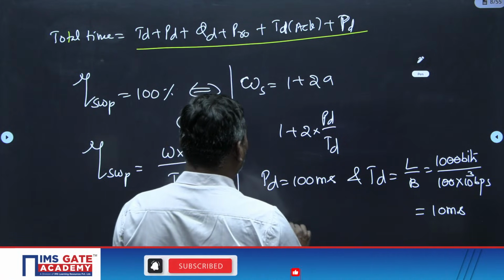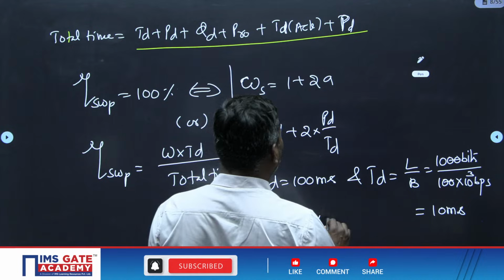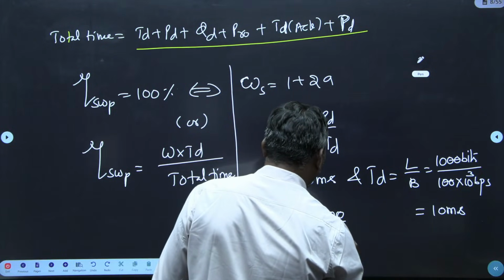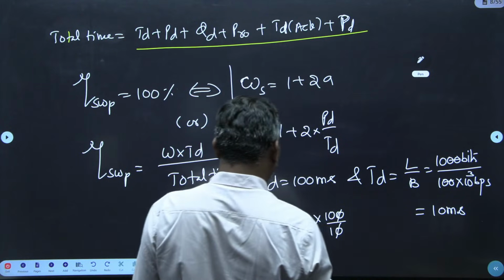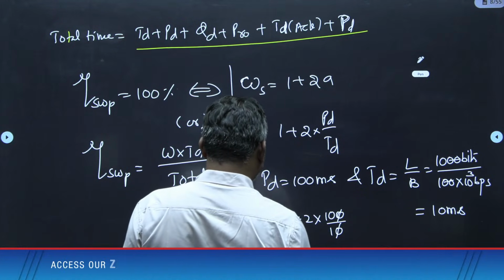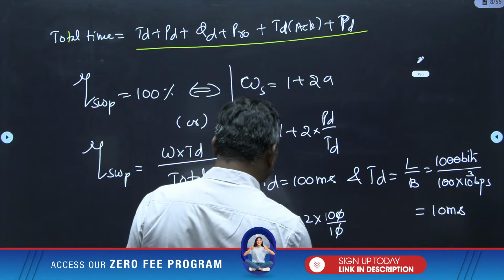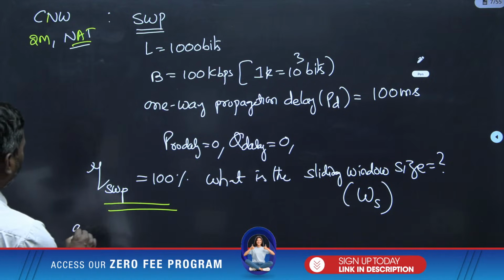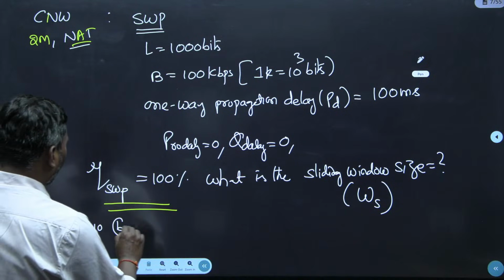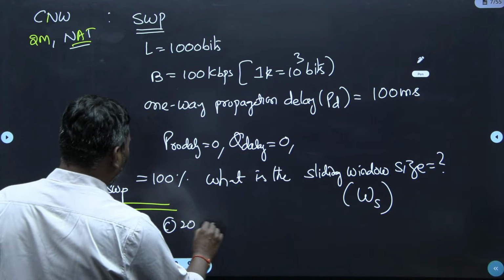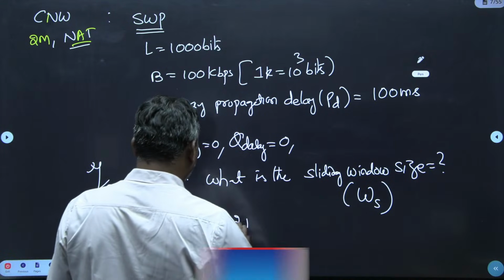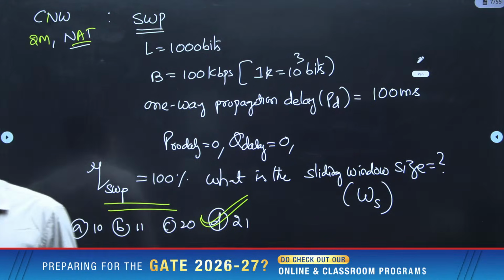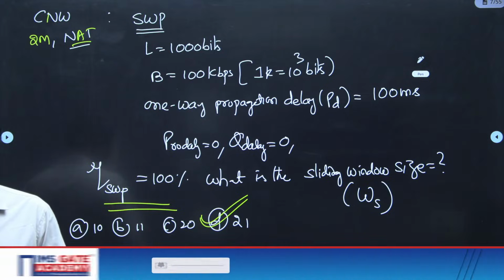So sender window size equals 1 plus 2 into propagation delay, 100 milliseconds, by 10. The zeros cancel, so this value is 21. Check it, all of you. Sender window size 21 is an option. The options were: option A 10, option B 11, option C 20, option D 21. I hope this question is clear, everyone. So just comment.